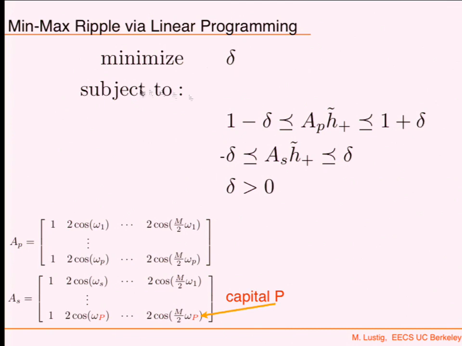Okay, so I want to minimize delta subject to 1 minus delta. This is a scalar, so for this is a vector. A sub P, my DTFT matrix in the passband, times H should be bounded between these two. A sub S times H should be bounded in the stopband. And then delta should be greater than 0. These are vectors, that's why they're squiggly. Okay. A_P looks like that. A_S looks like that. It goes from omega sub 1 to omega sub P, and then omega sub 1 to omega sub capital... P. It should be something else. Yeah. Omega sub S. Yeah. I found it.